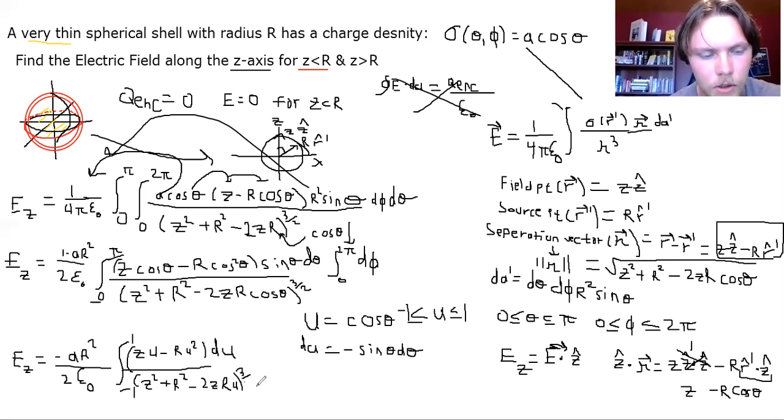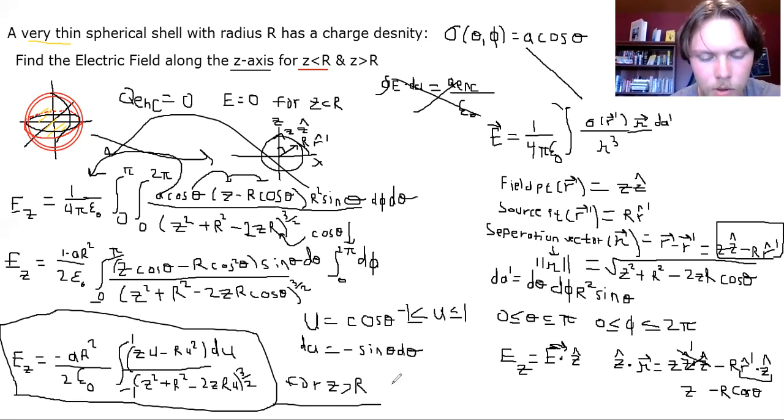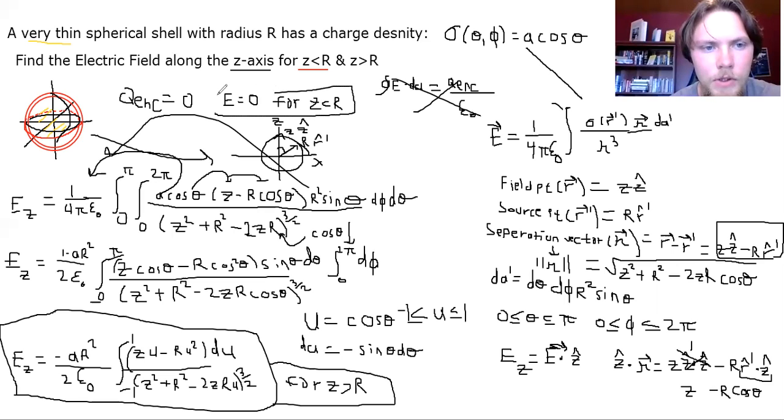And like I said, this is not a nice looking integral, so this is probably as simple as it gets. This is what the electric field in the z direction would be for z greater than r. And like we did earlier, we found out what the electric field is for z less than r. So those are the two electric fields, and the problem is solved.